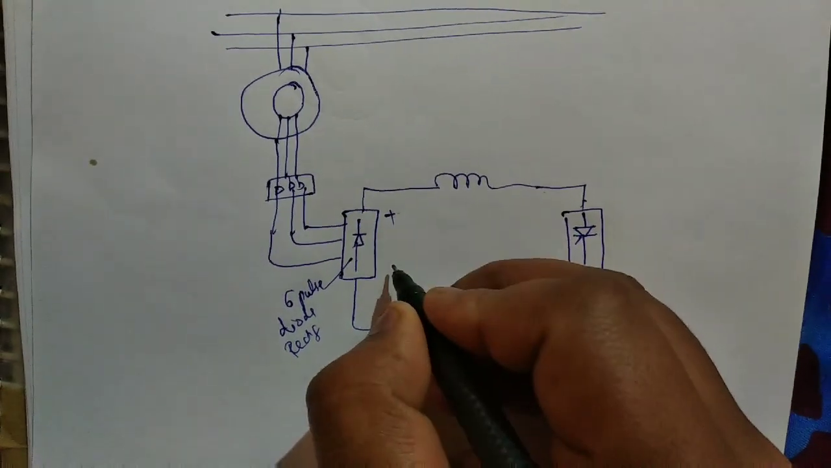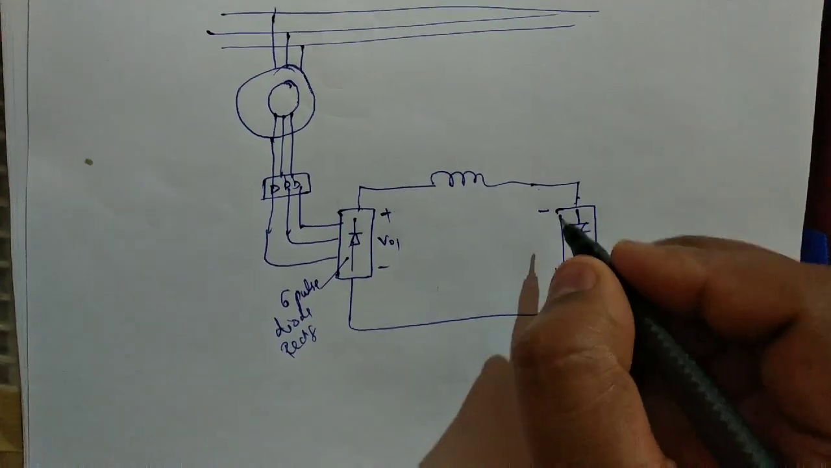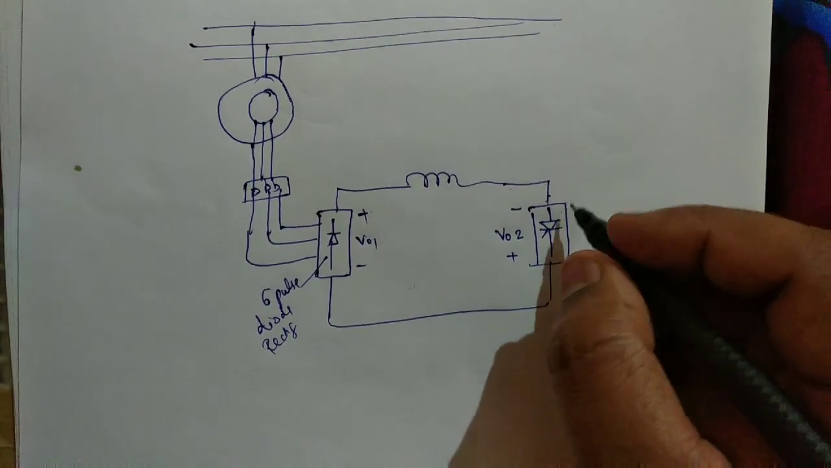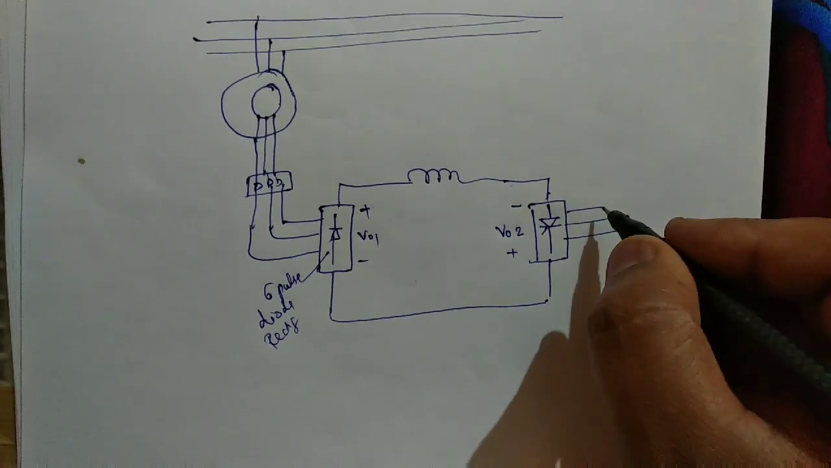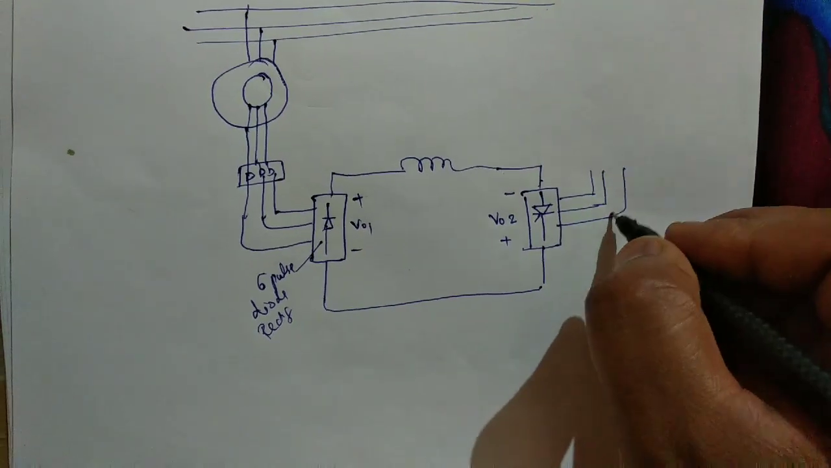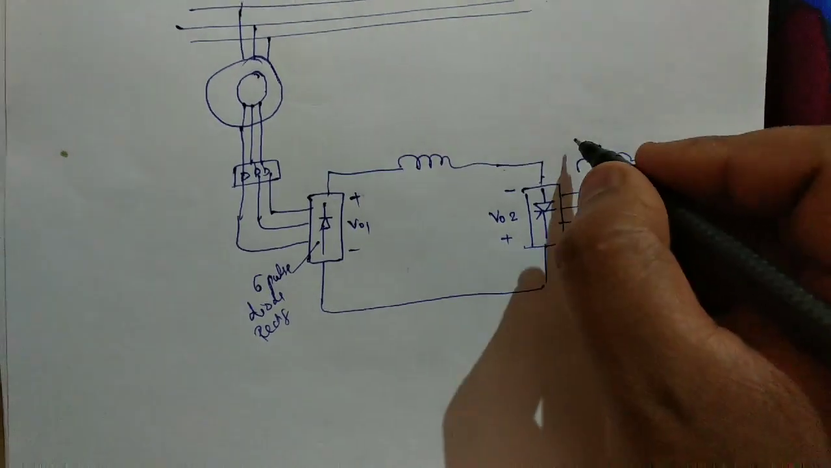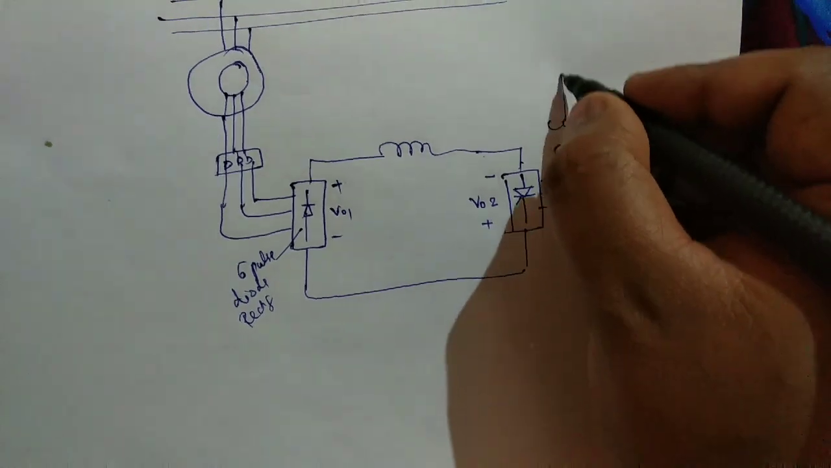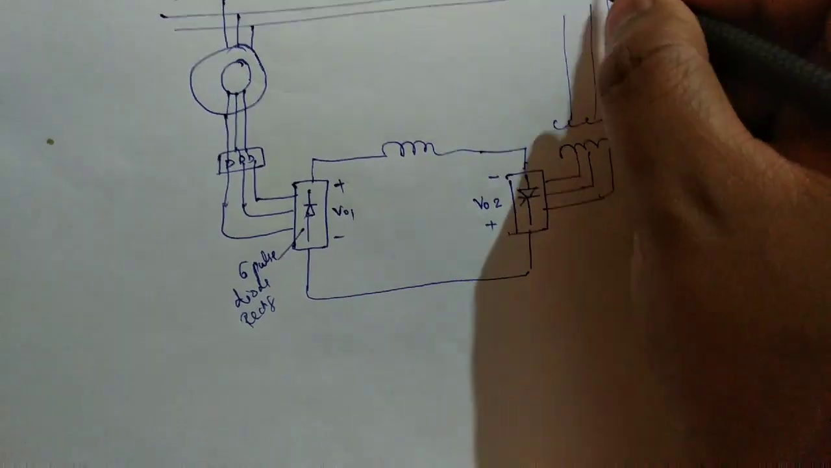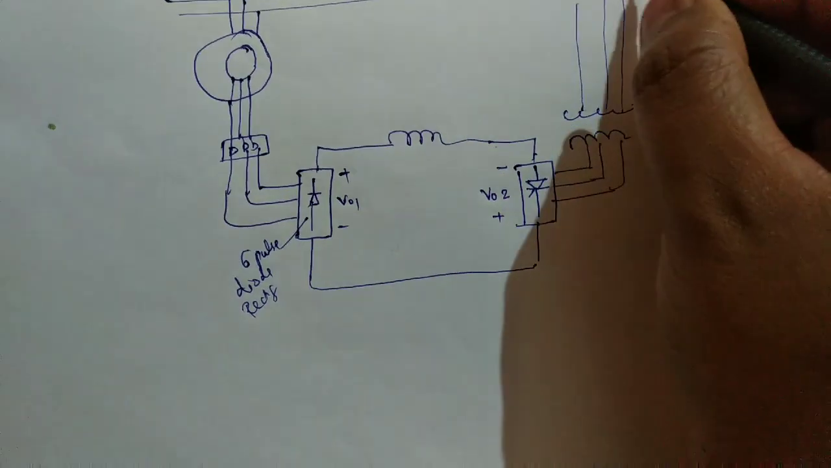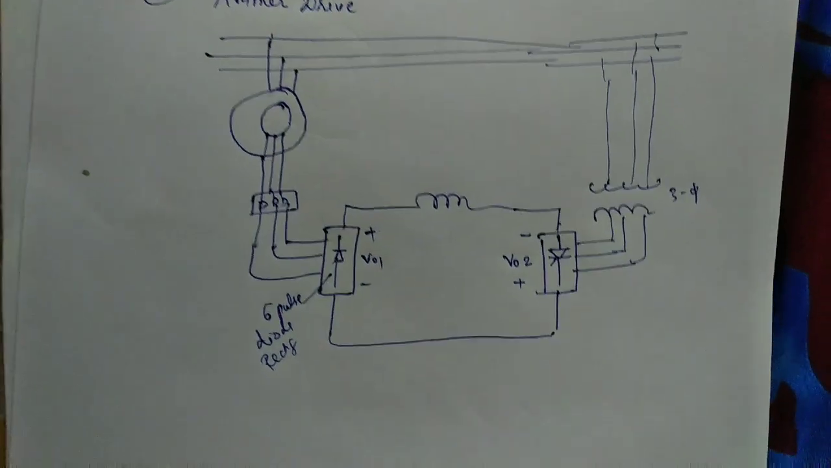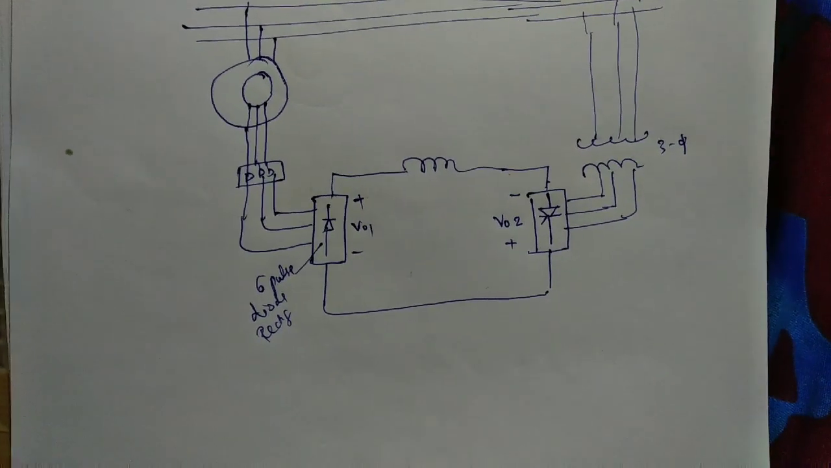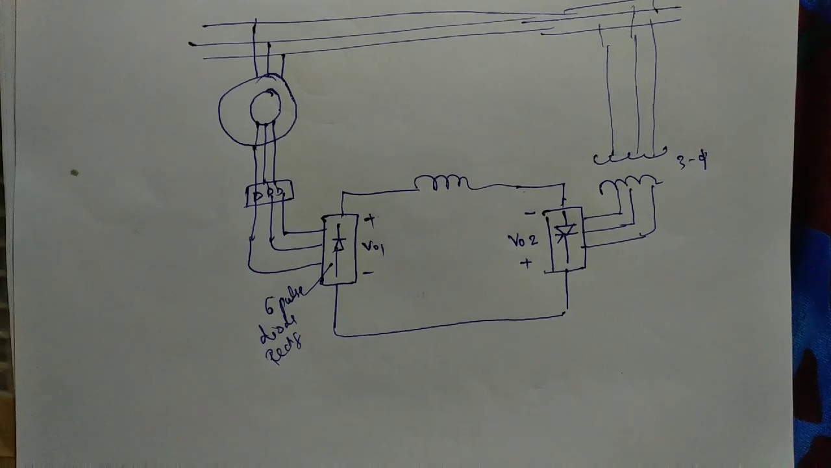Here the load voltage is VO1 and here VO2. Now from here we connect a 3-phase transformer, and this will go to the 3 phases like this. So this is the circuit diagram of Kramer's drive.